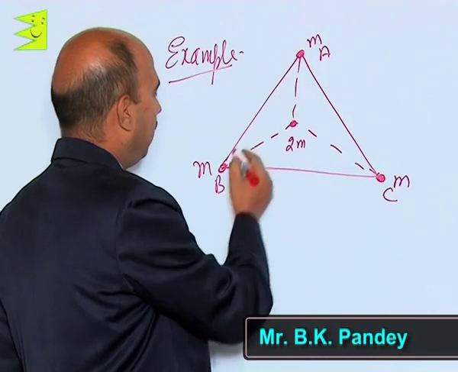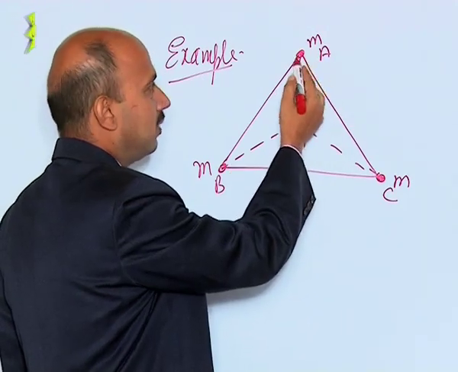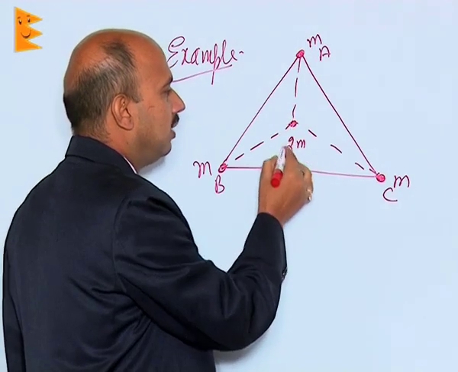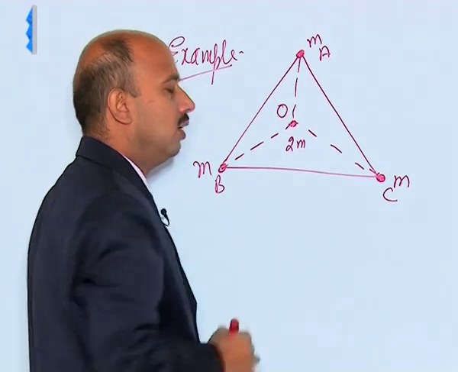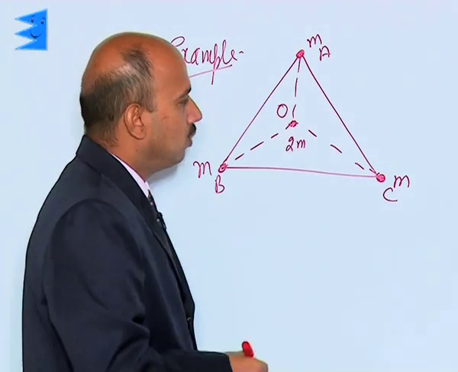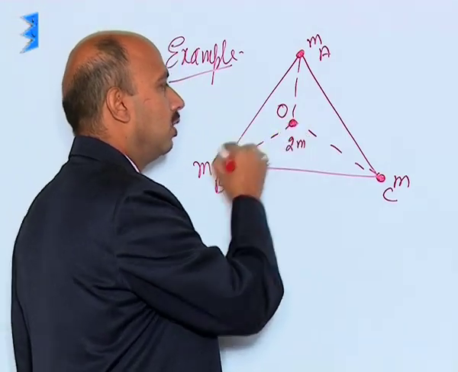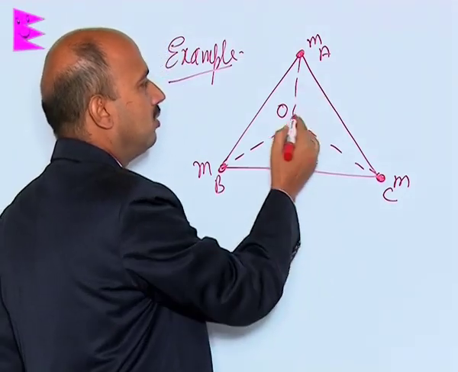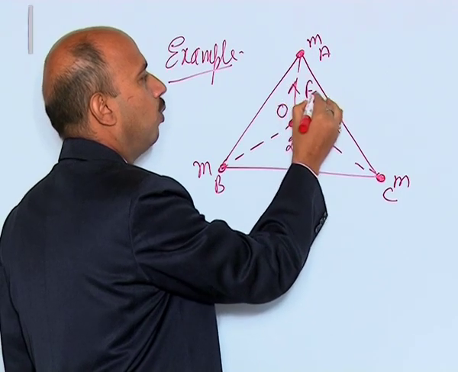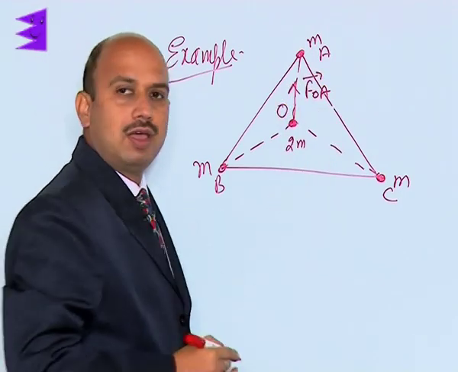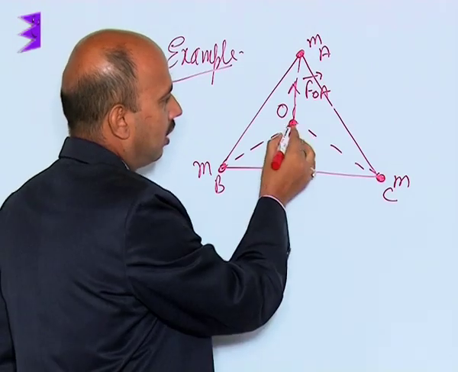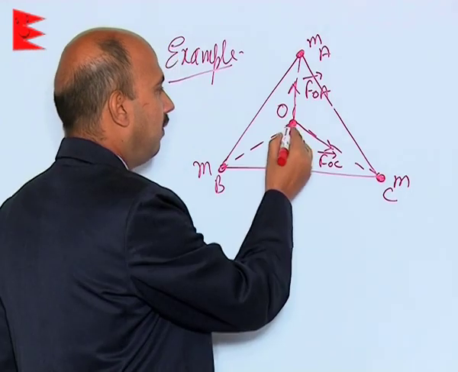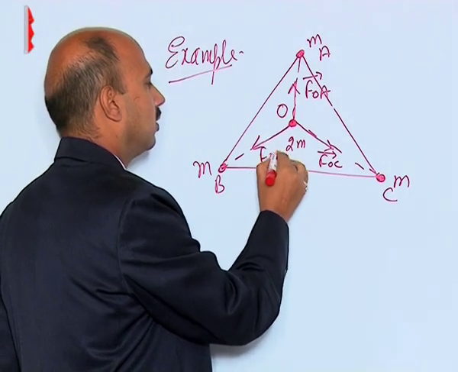Now see this example, which is based on the superposition of gravitational force. There are three masses, small m each, placed at the vertices of triangle A, B and C, and there is a mass 2m placed at O, the centroid. Now you have to find the total gravitational force acting on this mass. So there are three forces acting. Due to A, this is acting this side, that is FOA. FOA is acting this side, FOC is acting this side, and FOB is acting this side.